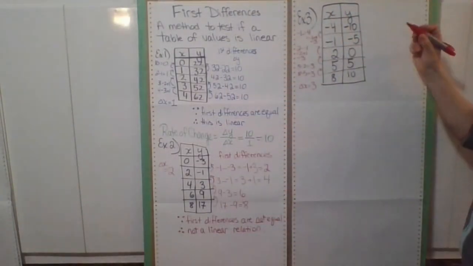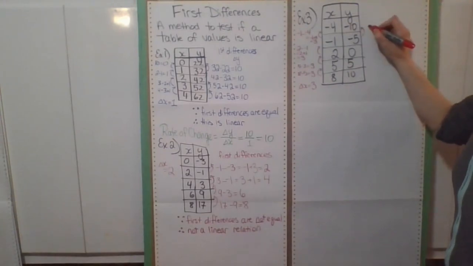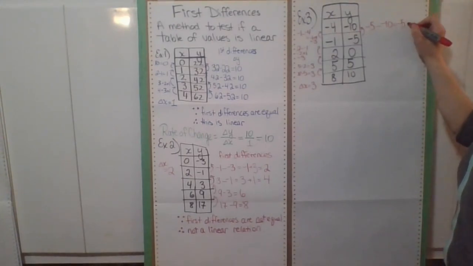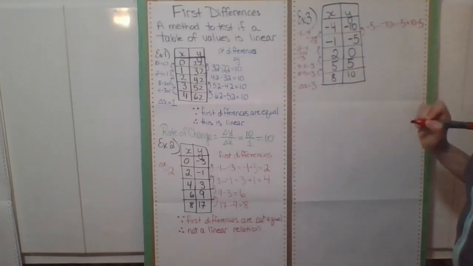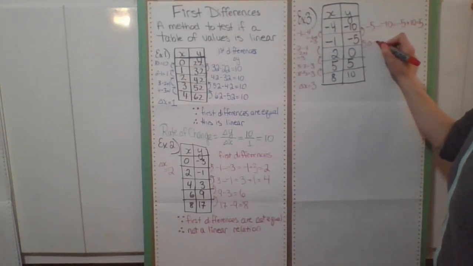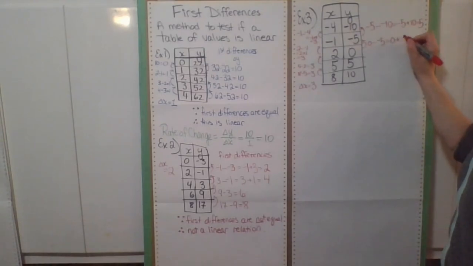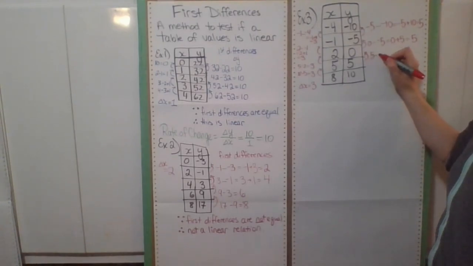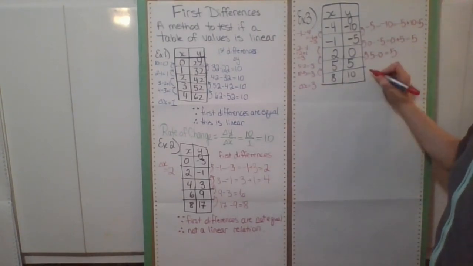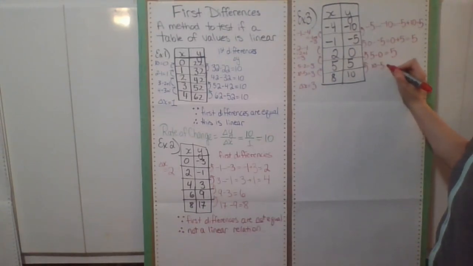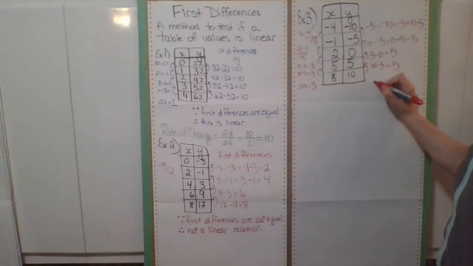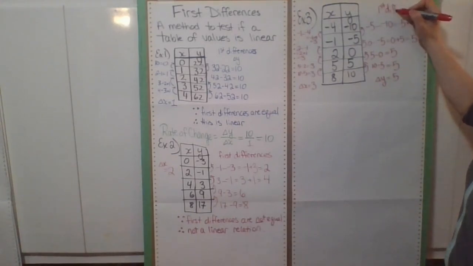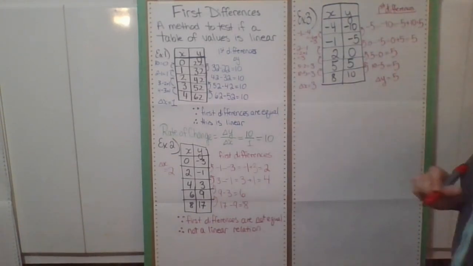Now let's look at our change in y. Bottom minus top again. Watch your signs. -5 minus -10. Same thing as -5 plus 10, which is 5. 0 minus -5, so 0 plus 5 is 5. 5 minus 0 gives me 5. And last but not least, 10 minus 5 is 5. So therefore my change in y is 5. So I can see that my first differences are all equal.